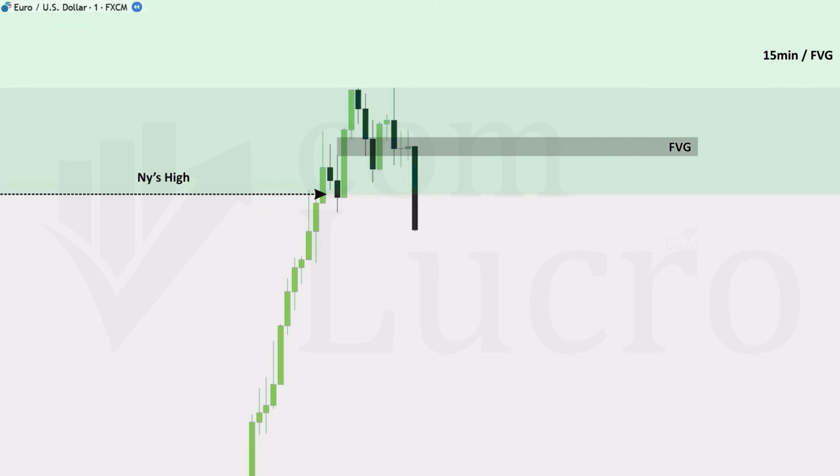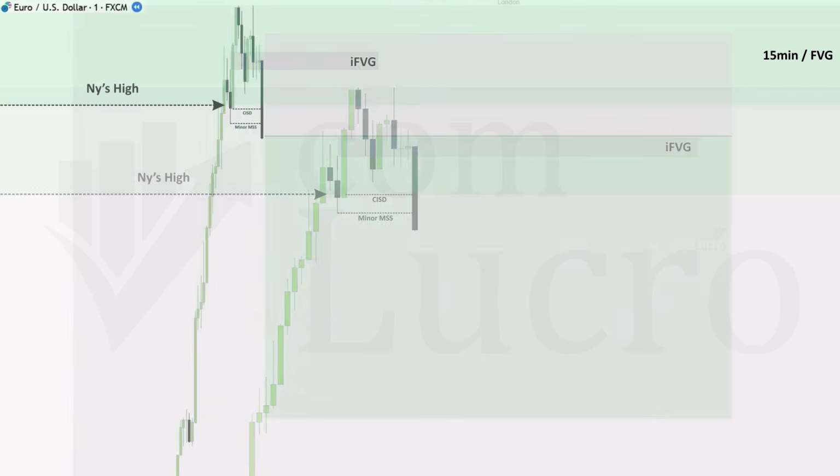Observing closely, after the manipulation phase and the mitigation of the higher timeframe fair value gap, price begins to move lower and initially violates a large bullish fair value gap, flipping it into an inversion fair value gap. At the same time, additional confirmation appears as price closes below the bullish candles that led into the sweep, while also forming a market structure shift that confirms the move. Once the inversion fair value gap is established, it tends to act as a new resistance zone, providing a strong area for a potential sell entry.